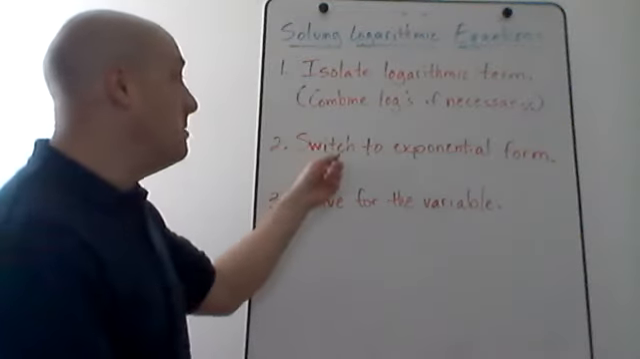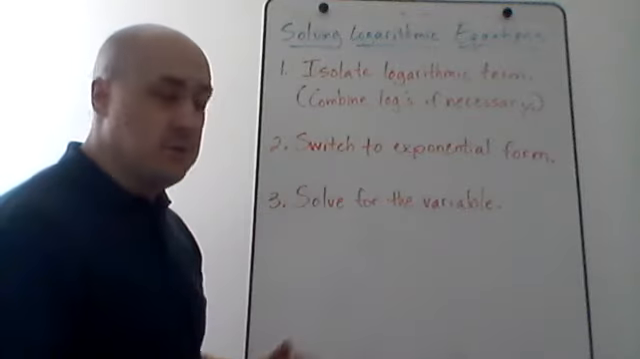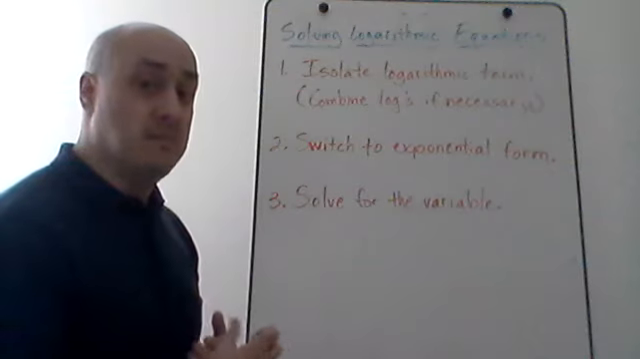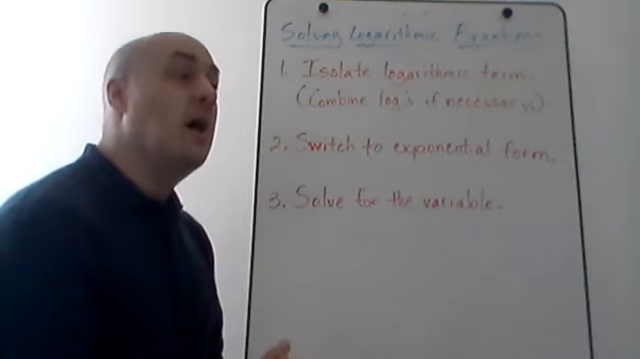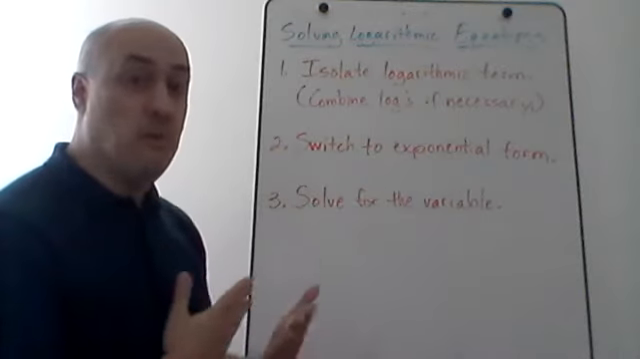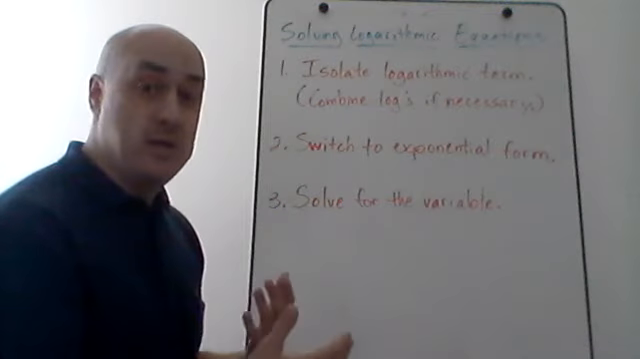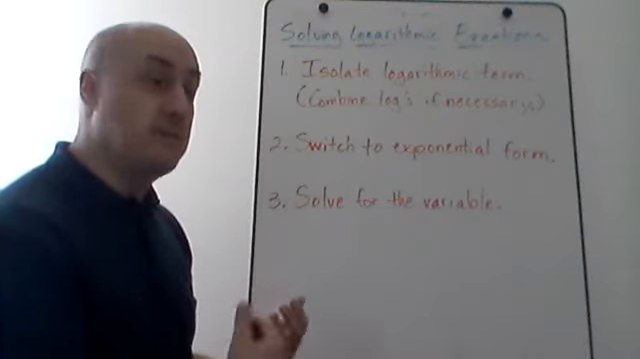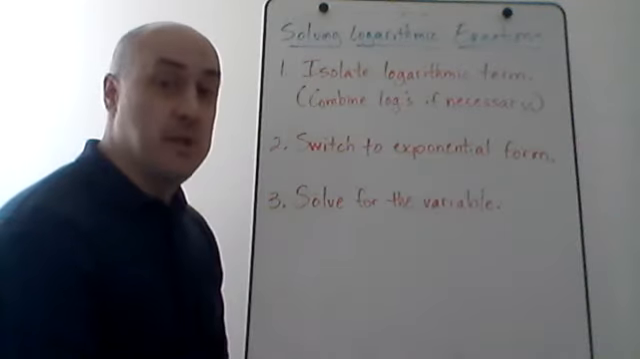All right, step number 2, the key step to solving a logarithmic equation. Remember, exponentials and logarithms are inverses of each other. So if I have to solve a logarithmic equation, I switch it into exponential form. Right? I do the inverse thing. Just like when I'm solving exponential equations, I use logarithms because they're inverses of each other. Well, if I'm solving a logarithmic equation, I use the exponential form.